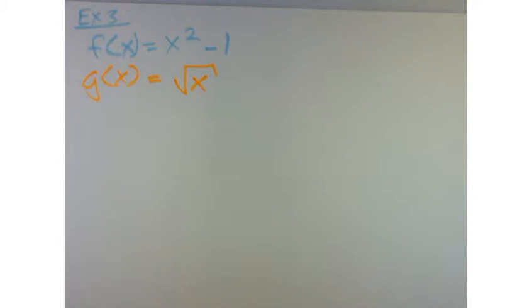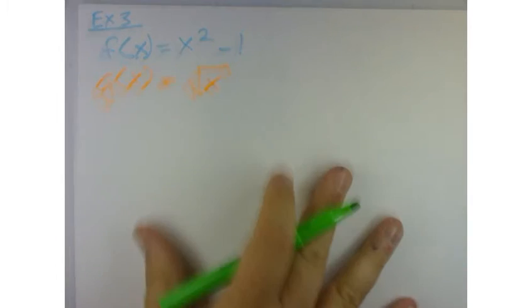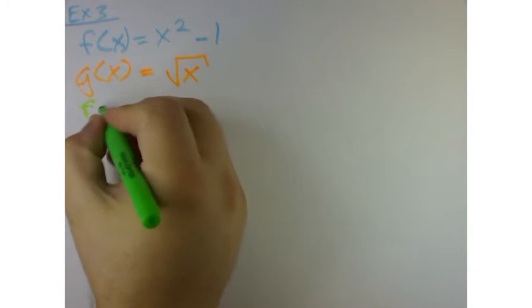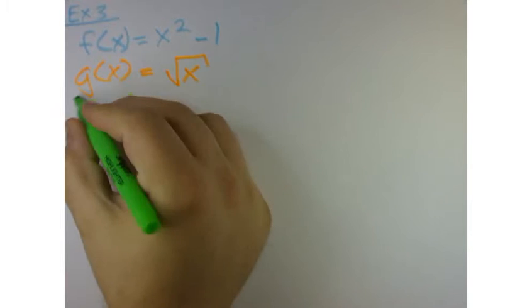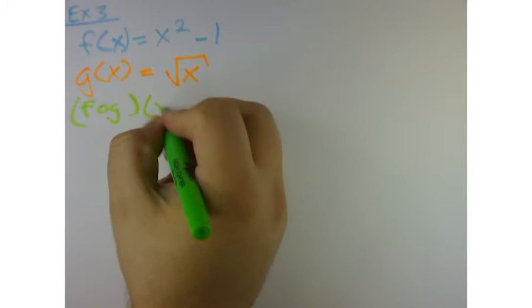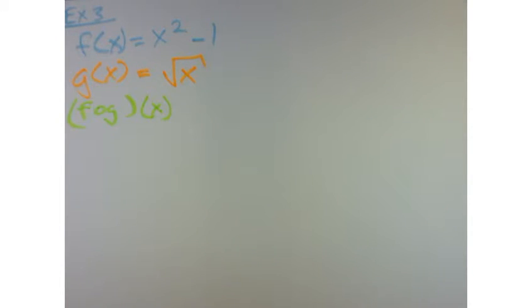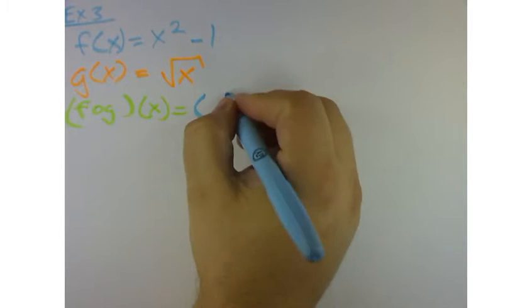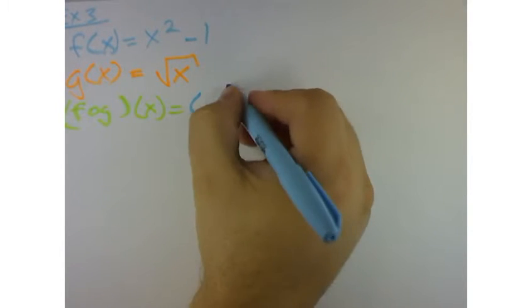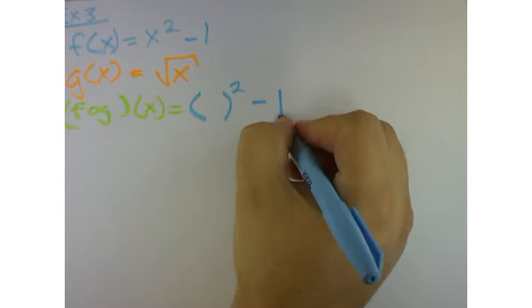Alright, so now what the textbook wants me to do is do f of g and g of f. So for part A they want us to do f o g, or f of g of x. Actually I did it backwards. They wanted you to do g of f first. So now what I'm going to do is, what is f of x? Well, f of x is something that we put an x there, squared minus 1.